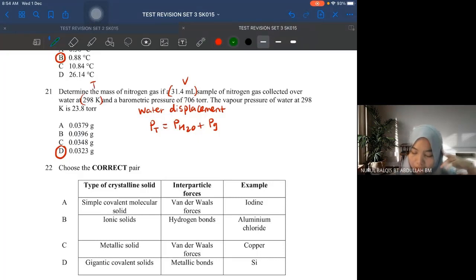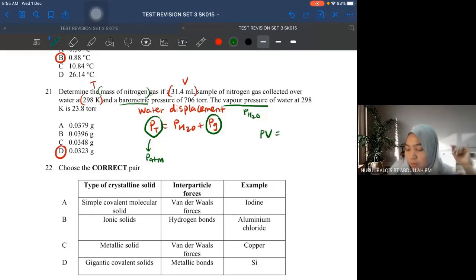Barometric pressure belongs to pressure total. Nama lain dia adalah pressure atmospheric. Barometric pressure ni adalah atmospheric pressure lah, 706. So the vapor pressure belongs to pressure H2O. So awak perlu cari daripada this formula, awak perlu dapatkan this pressure gas sebab our aim is to find the mass of nitrogen. Dapatkan pressure gas baru substitute dalam PV is equal to nRT. Ini mesti pressure N2. Ini mesti volume N2. Kita pun nampak tadi.